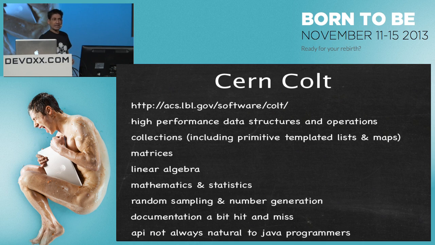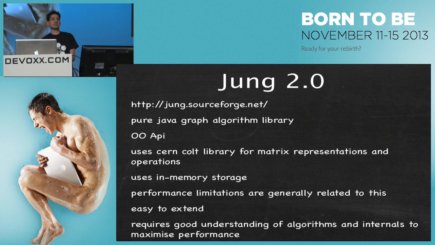But the APIs can be a little bit odd sometimes because they're written more by mathematicians turned programmers than programmers turned mathematicians. Jung is a brilliant library. Start playing with it, go on, download it, it's fantastic. You can do matrices, you can do graphs, it's got a nice OO API, it's got an add-on that allows you to actually draw the graphs. So if you actually want to do some of this stuff and present it, Jung has got a great set of features for doing this.